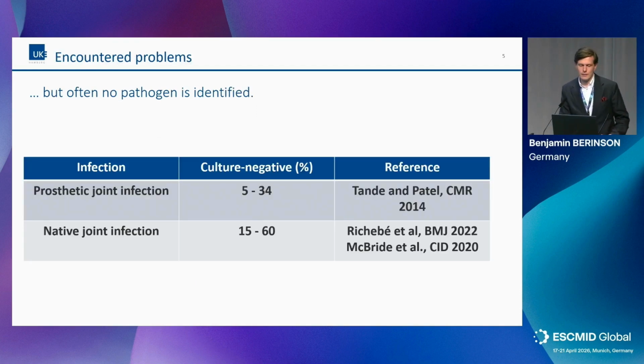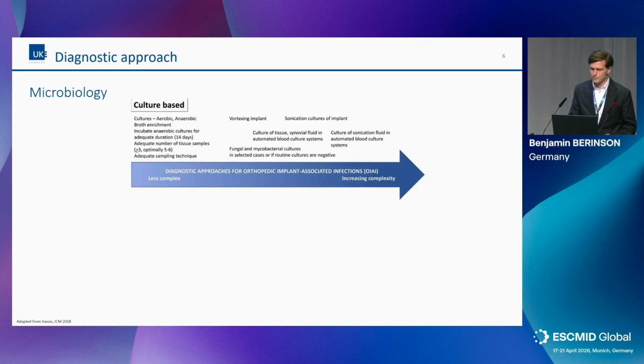Obviously, we as microbiologists always like to identify the pathogen, but this is unfortunately not so easy in joint infections, as this data shows: in prosthetic joint infections, 5 to 34% remain culture negative, and in native joint infections, even 15 to 60%. So there's a huge identification gap going on.